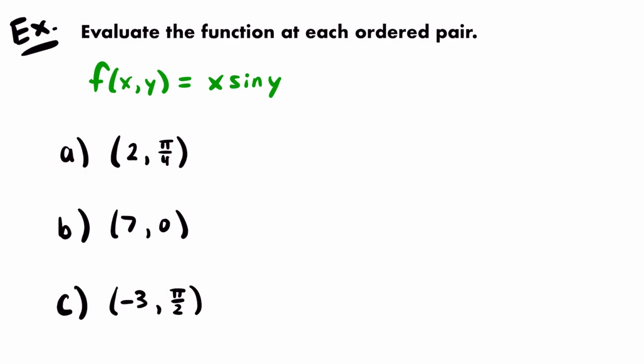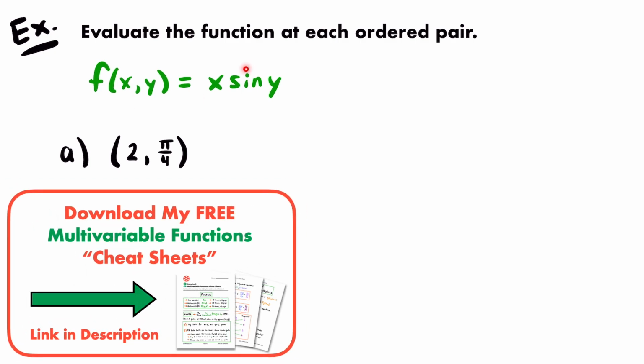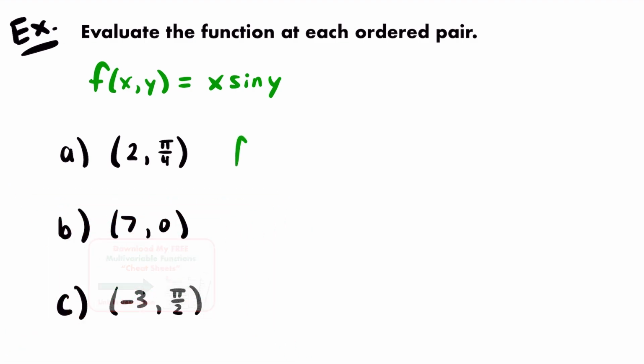Starting with part A, we have the ordered pair of 2, pi divided by 4. If we evaluate the multivariable function at this ordered pair, here's what we'll get. We'll have f of 2, pi divided by 4, right? 2 is the x value, and pi divided by 4 is the y value. So what we'll do is replace the x in this function with 2, and replace the y with pi divided by 4. So we'll have 2 times sine of pi divided by 4.